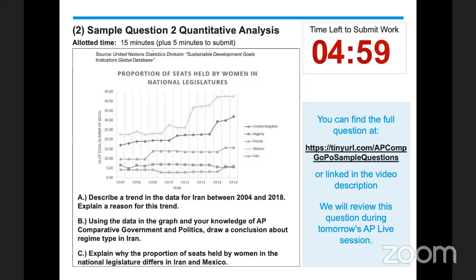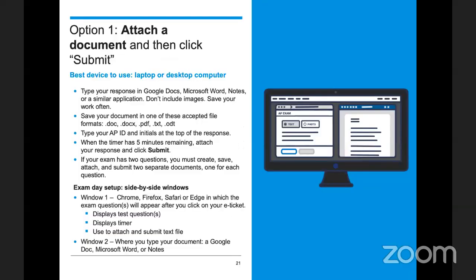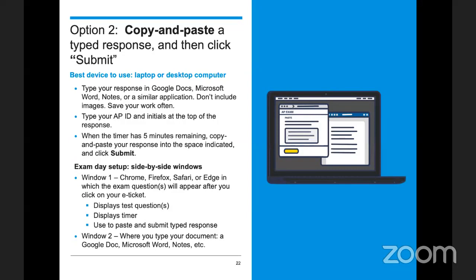Okay, so you're getting familiar with the timing of this. Again, you should be wrapping up your answers to these 3 tasks. This would be time that you could practice the timing of submitting your responses again. There are 3 different options. You can attach a document as a PDF or a doc, or you can copy and paste your response.